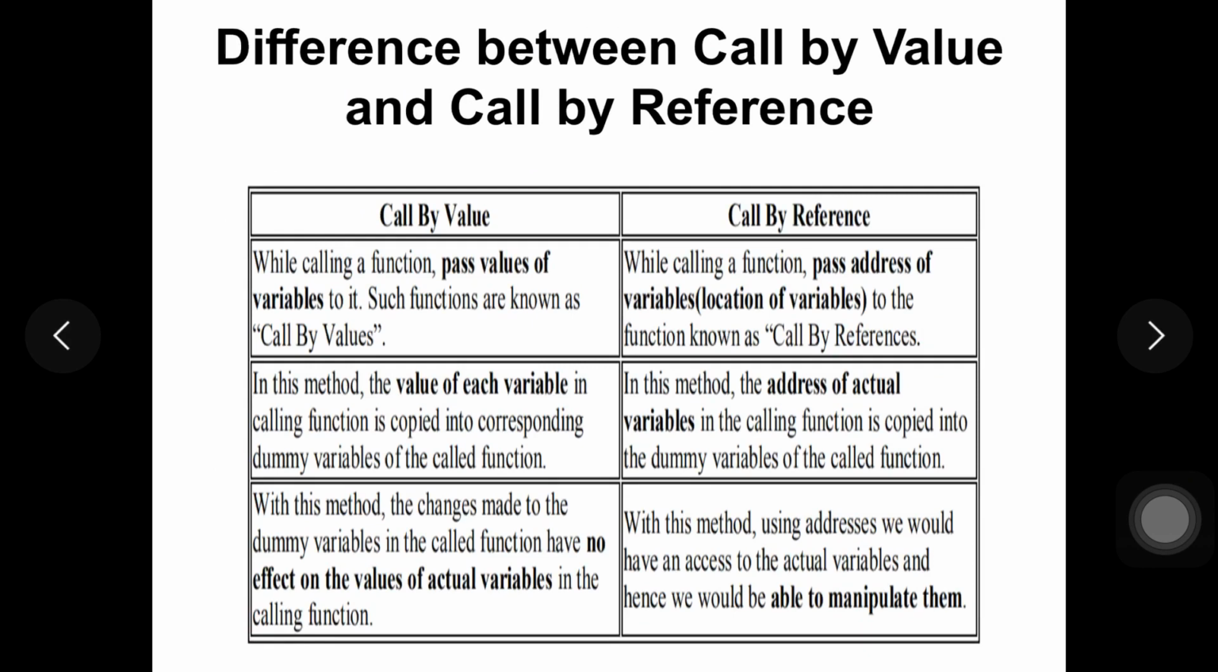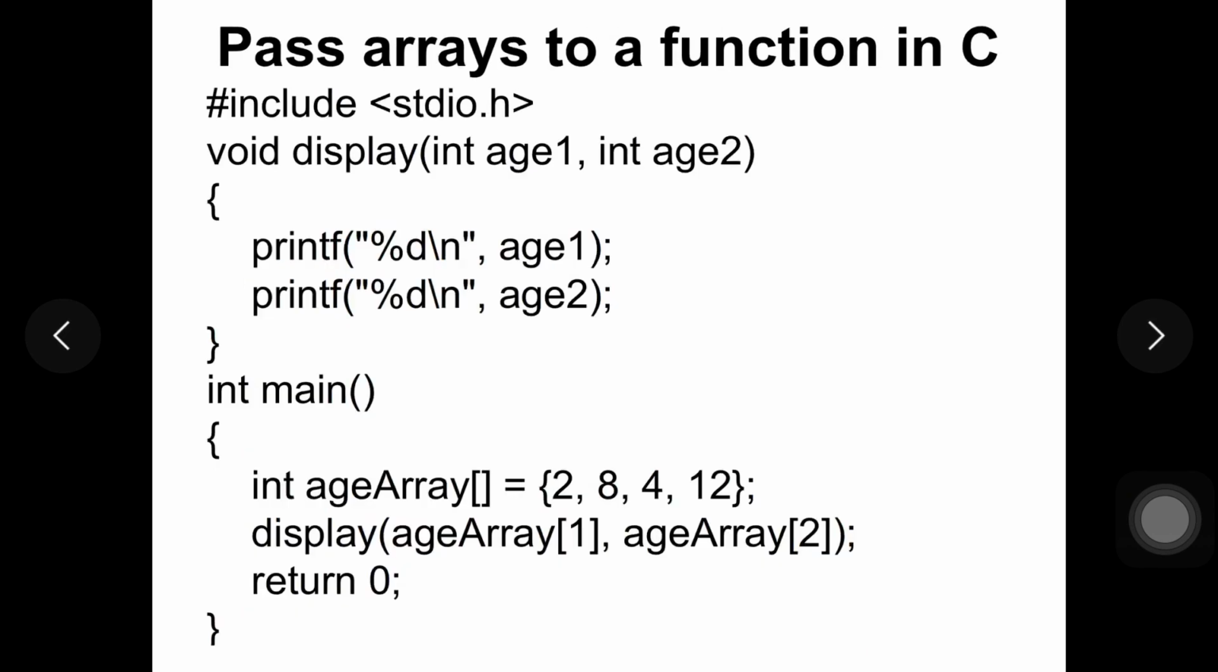So we had just seen passing normal variables and addresses to the function. We have another method here, as we have also studied arrays. We also need to see how we pass arrays to functions in C. Okay, if we have declared an array in the main function, how do we pass the array to the function? You can just see the example and try to understand how to pass arrays here.